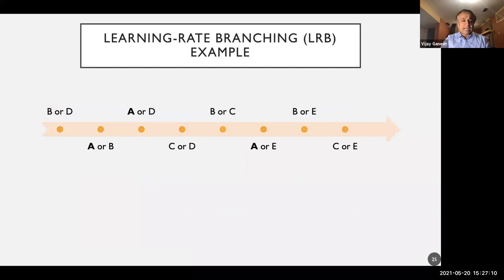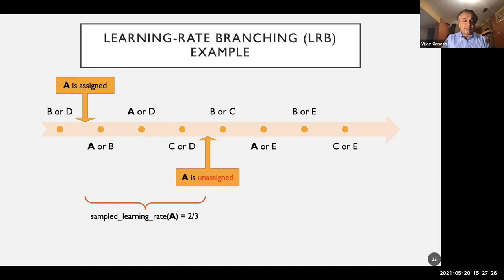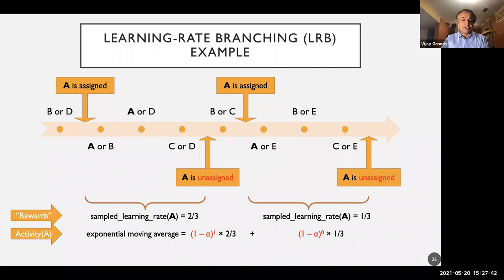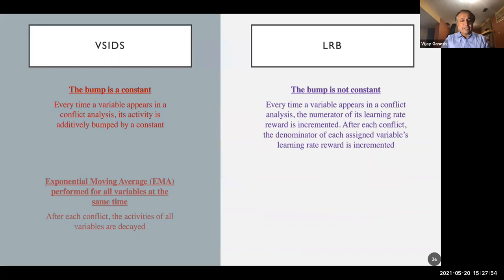So I keep track of this. Here is a time series. Every dot here is a conflict, and the clauses written on top or bottom are the conflict clauses that I learn. I assign variable A at some point and unassign it at some other point, and I track how many times it appears in conflict clauses or in the conflict graph. I keep doing that to get my time series. So I get sample learning rate of A equal to 2/3, and then 1/3 subsequently. I decay away the earlier rewards and always give the highest weight to the latest rewards. Then I rank the variables based on the rewards I get, just like I would rank slot machines. This has some similarity to a previous method called VSIDS, but there are significant differences that make our method much more efficient.